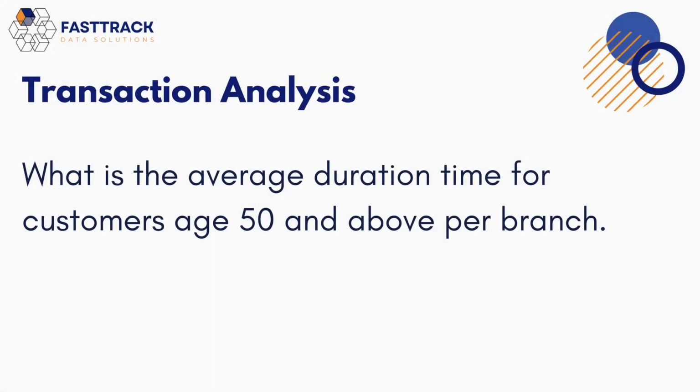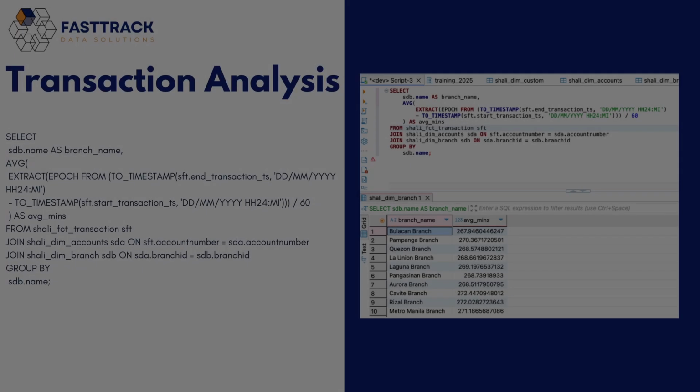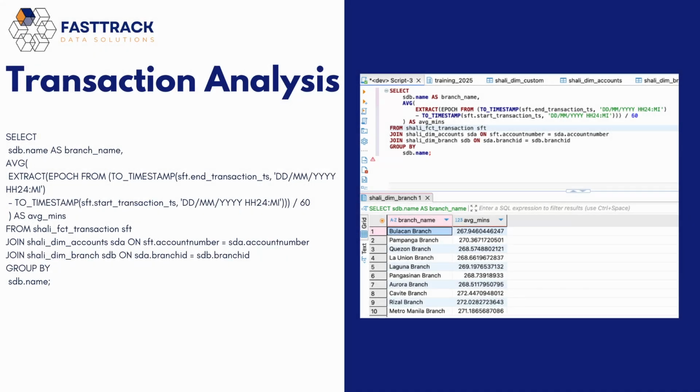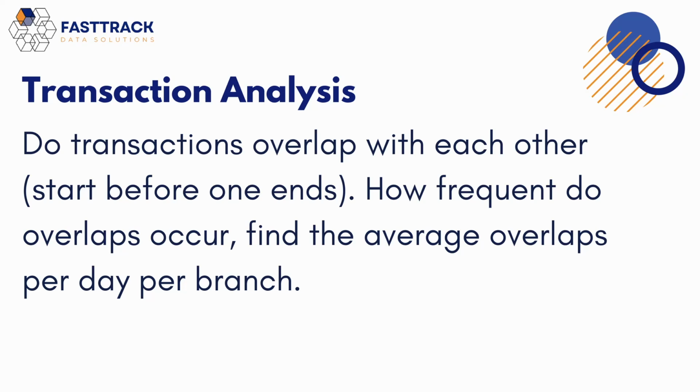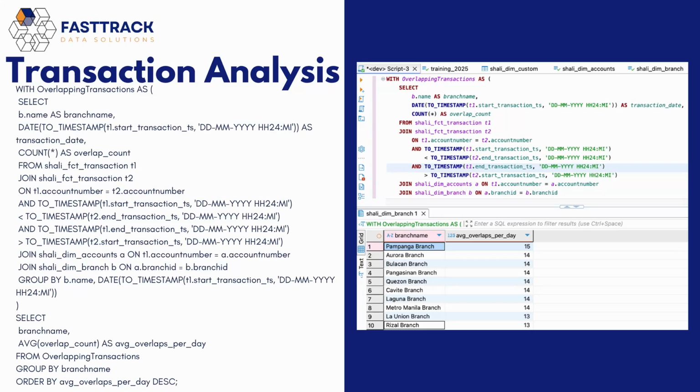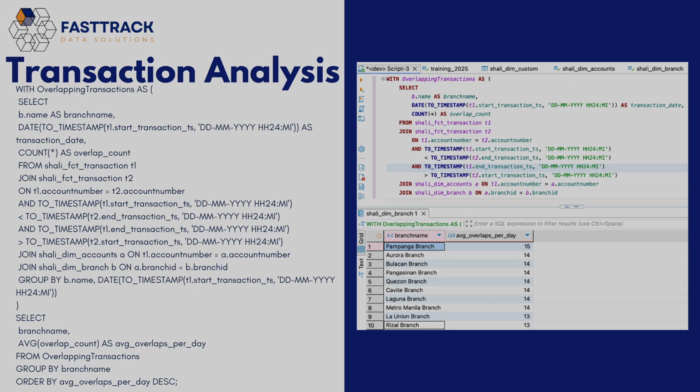Next is what is the average duration time for customers 50 and above per branch. Here is the SQL script to get the average duration time of customers 50 and above per branch. Next is do transactions overlap with each other? How frequent does the overlap occur? Find the average overlaps per day per branch. Here is the SQL script to get the average of overlaps per day per branch.